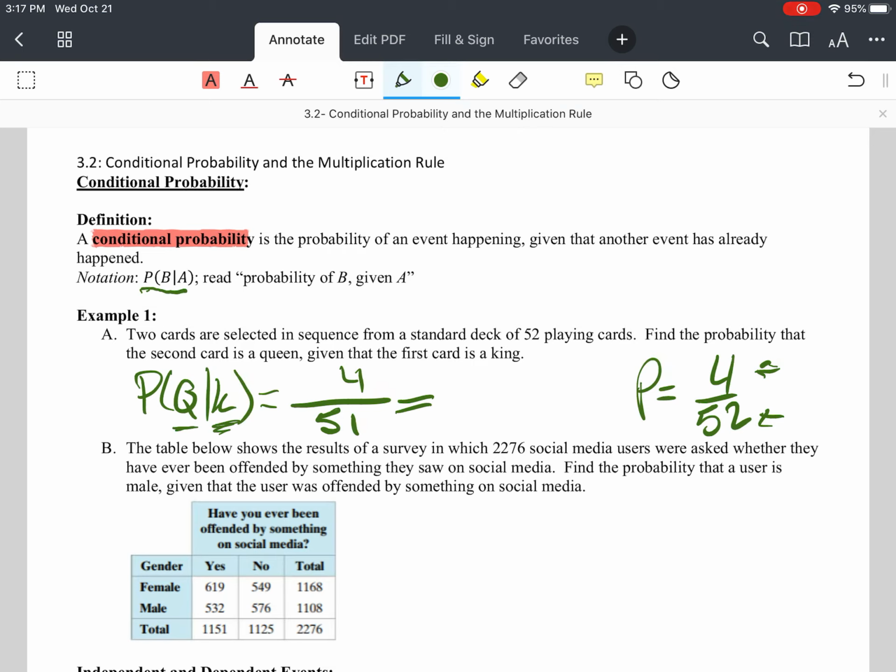And so we can simplify this, and we can say this is equal to 0.078, or if you were to change this to a percent, it would be 7.8%. That's all we're looking for here. Again, the top refers to the number of queens, and the bottom refers to the number of cards in the deck.